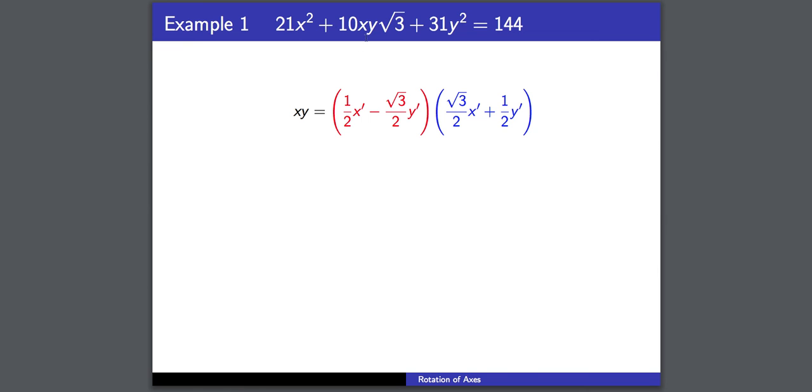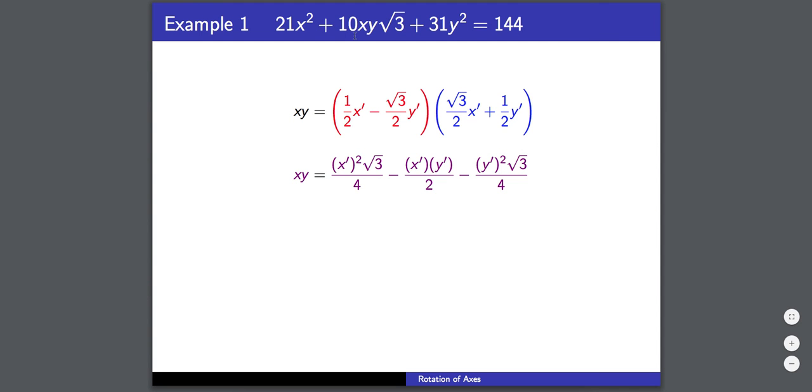Now the xy in the middle here, x times y, when we multiply this out, we get x prime squared times the square root of 3 over 4 minus x prime y prime over 2 minus y prime squared times the square root of 3 over 4.